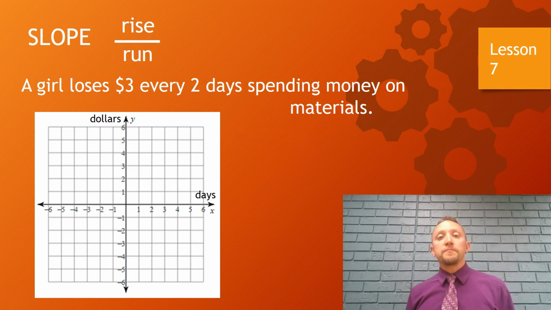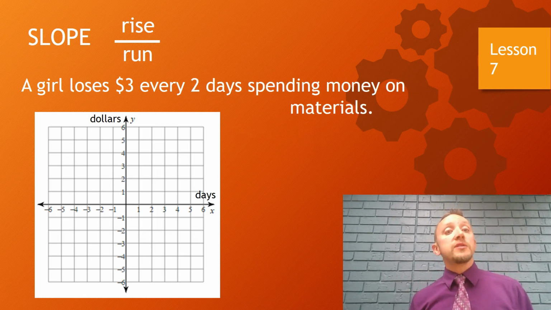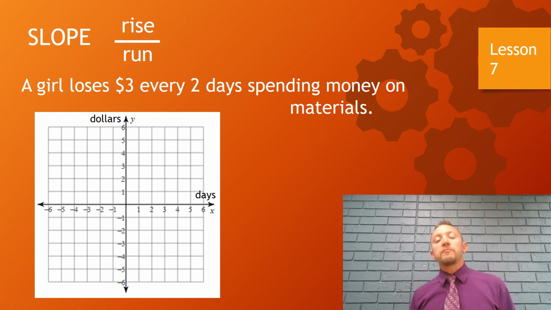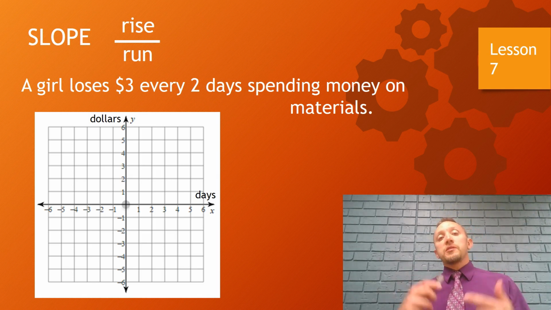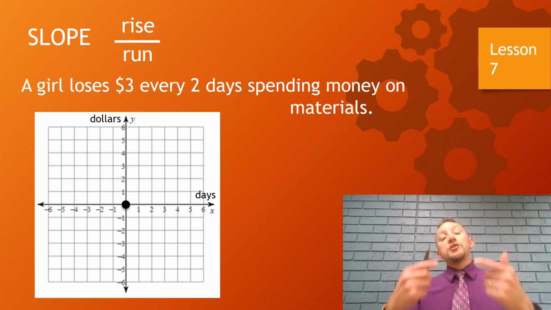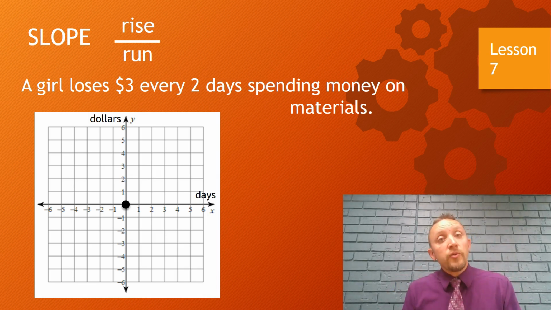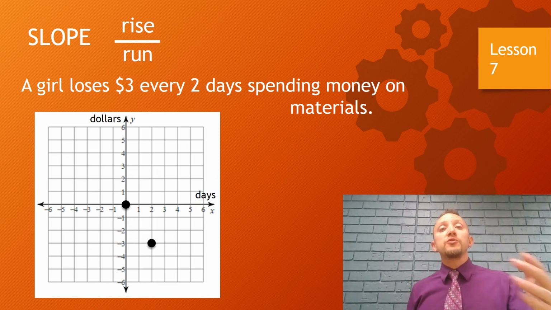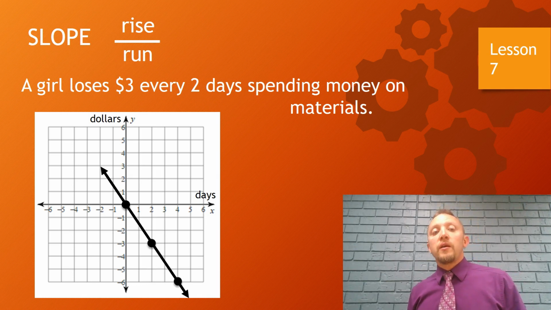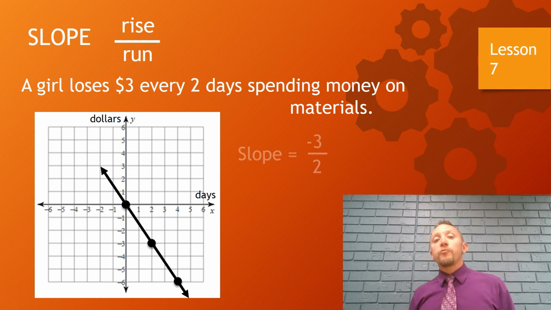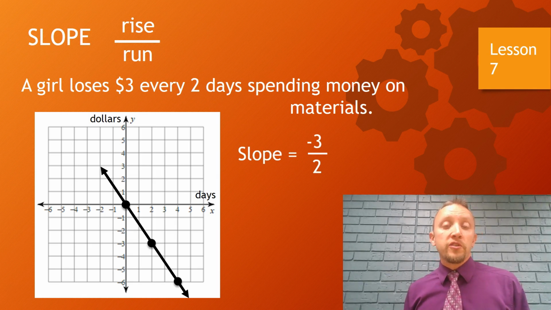Let's look at another example. This time a girl loses $3 every 2 days spending money on materials. Okay, so she's losing $3 this time every 2 days. So that means, again, we start at 0, 0. She's going to go down 3 because she's losing $3, but then she's going over 2 because she's losing $3 every 2 days. We can come up with another point if you wanted to and draw your line. So your slope for this would be -3 over 2 because she's losing $3 for every 2 days.